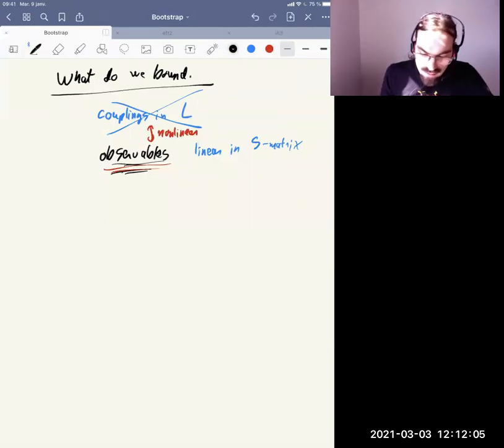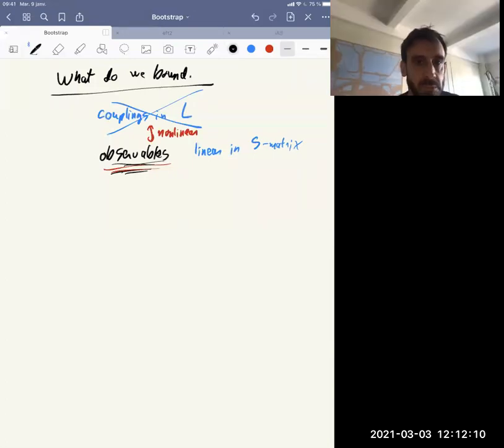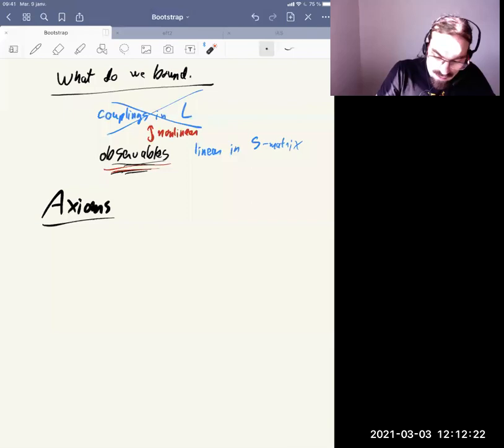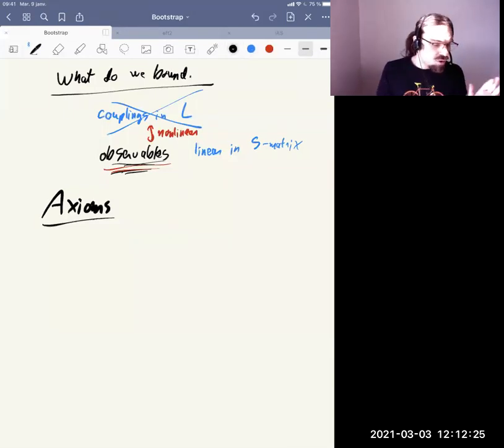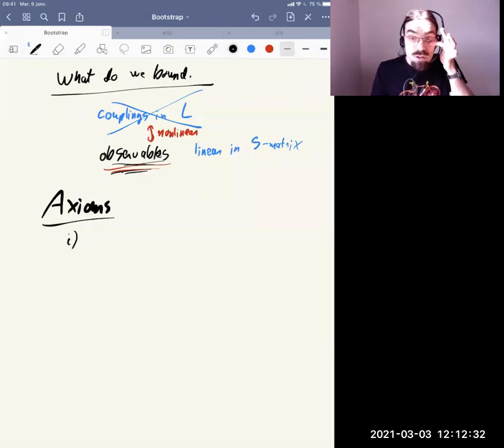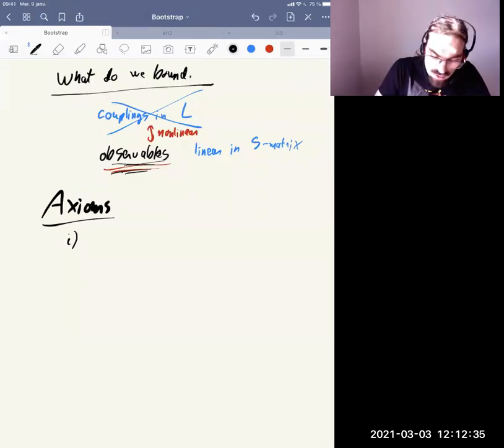Before I describe the specific observables we'll bound, I need to tell you about the axioms we use. We'll be bounding observables linear in the S matrix, for S matrices that satisfy certain axioms. As I said, we're just looking at 2-to-2 scattering. One main axiom is unitarity, which for us is just going to be some positive condition in the physical region.